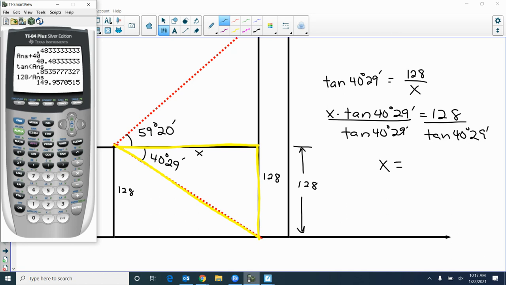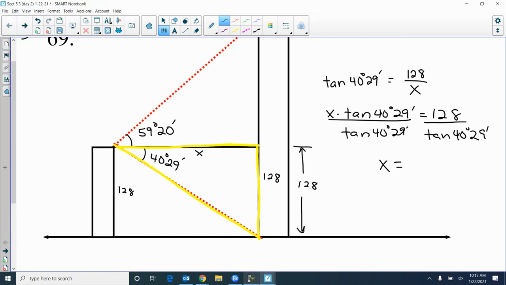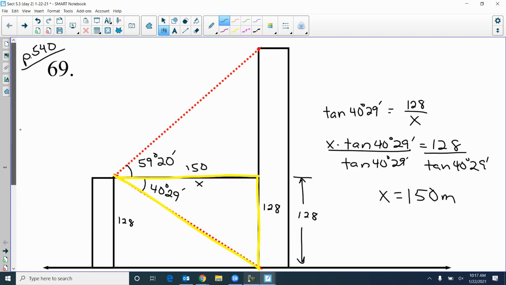Let's go, 150. Okay, I remember that's the first answer they give you. That's the distance between the two buildings. So you got 150 meters right here. Now to the top. I'll call that y. And so now I've got enough information to figure out that value.